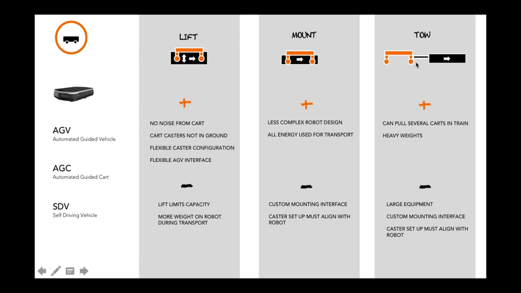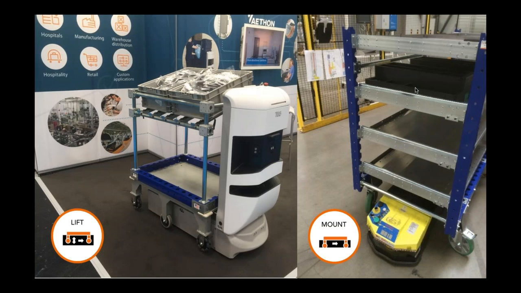And we also have a tow tractor, which I think we will see more of. In that case, it's like a tow tractor, but it's automated, so it will navigate through the plant on its own. And also here we see that we will have self-navigating tow tractors that don't require any infrastructure. Here are some examples, integration with FlexQube carts. The one to the left is a lift function. The cart is traveling on top, and then it's lifted up by the robot. The one to the right is the mount principle. So the robot is sliding underneath the cart and is connected through a pin interface, but it's not lifted.